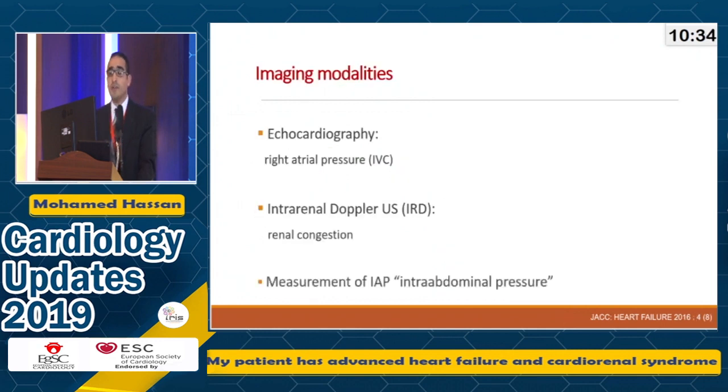Also, you can measure very easily the intra-abdominal pressure just by connecting the urinary catheter to a pressure transducer, and if the pressure is more than 5, then the intra-abdominal pressure is high.